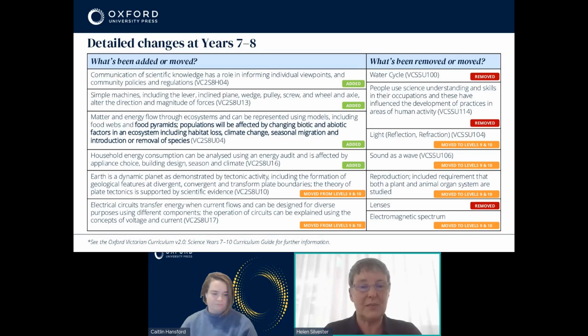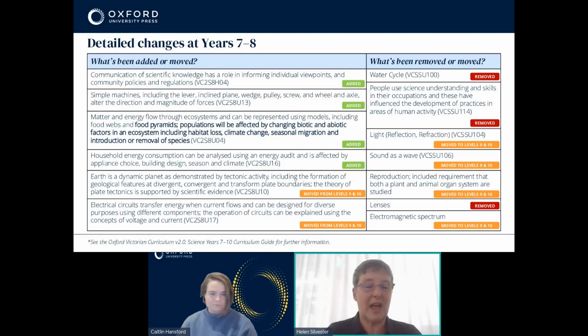The other thing is simple machines. Now, simple machines, which is your inclined plane, your wedges, your pulleys, screws, wheels and axles, used to be one of the elaborations in forces. Most of us would teach it because it was really important to cover. However, it's now been brought out as a separate part of the science understanding. So it has an increased emphasis on it. So just be aware of that. Previously it was an elaboration, you didn't have to teach it, now you do, which means you also need to report against it.